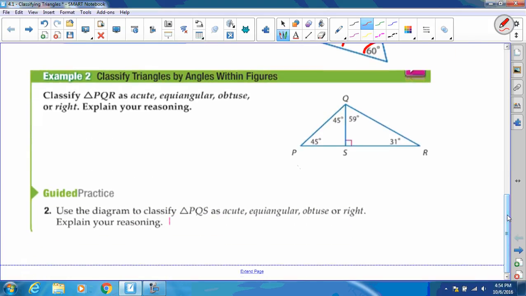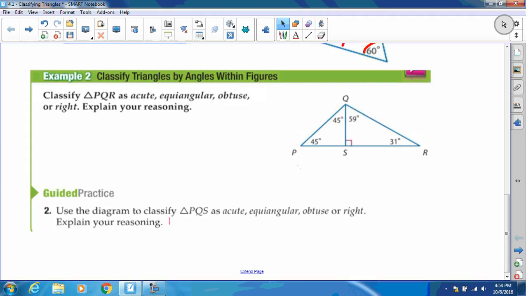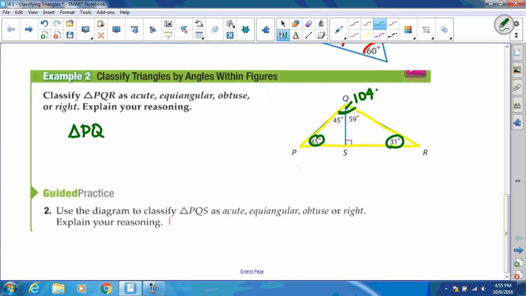Example 2 says classify triangle PQR as acute, equiangular, or obtuse. Explain your reasoning. So we are looking at, let's just highlight here, PQR, we're looking at this big angle here. So make sure you're looking at the correct triangle. So we have 1 angle in this triangle that's 45 right here. We have another angle that's 31, and then this angle up here would actually be the sum of 45 and 59, which would be 104. So since angle PQR is greater than 90, that would make triangle PQR an obtuse triangle. And our reasoning would just be 1 angle is obtuse.